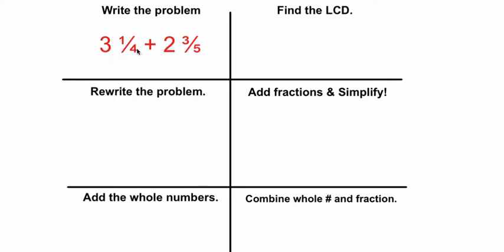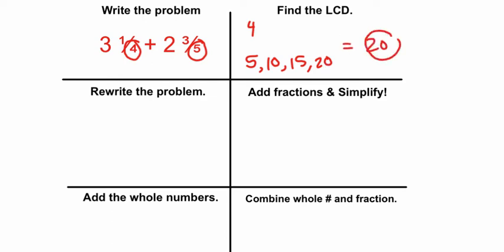On this next one, we do not have common denominators. So we've written out the problem already. Now we're going to find the LCD. So our denominator is 4 and our denominator here is 5. So we set up our numbers. I like to count by the bigger number, 5, 10, 15, 20. I know that 4 goes into 20, so our least common denominator is going to be 20.